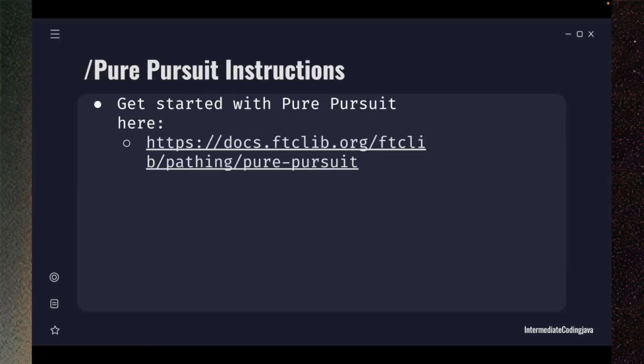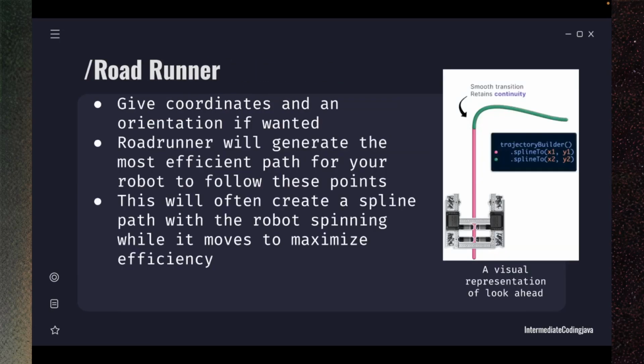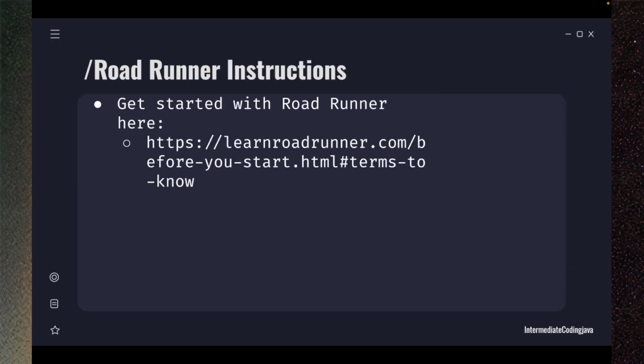Another option you can do is Roadrunner. With Roadrunner, you give it the coordinates and an orientation if wanted at different points on the field. Then Roadrunner will generate the most efficient path for your robot to follow these points. What does the most efficient path look like? Well, it looks like a beautiful spline. That's what that nice curvy shape is called. So the robot's going to be moving in all these different curves while spinning across the field, because that's normally the most efficient path between different points. Here are some instructions on how to get Roadrunner started with your robot.